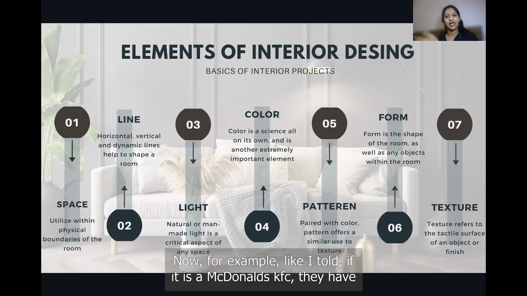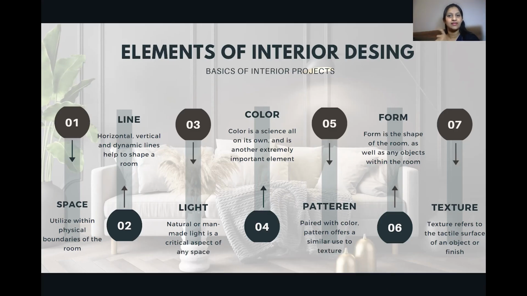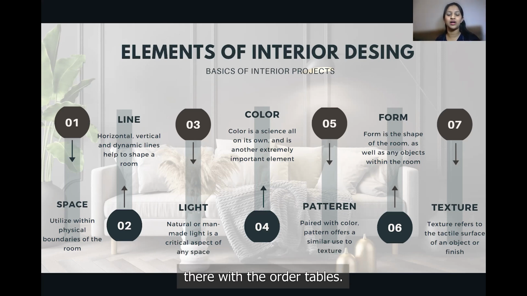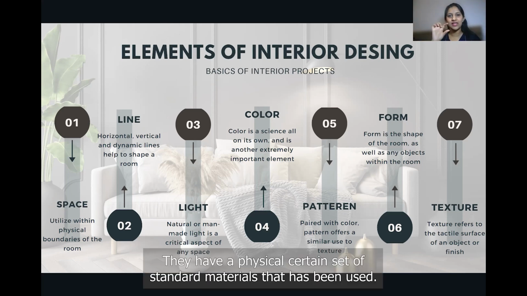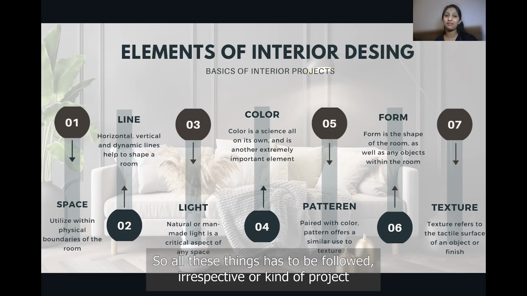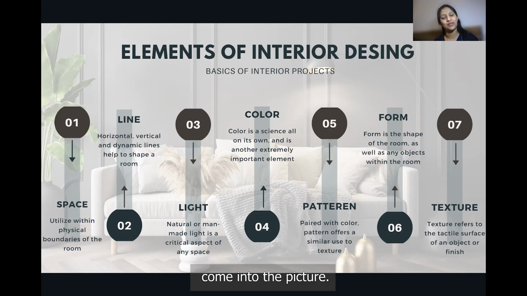Now, for example, like I told, if it is a McDonald's or KFC, they have their own standard brand colors. KFC has a red and white theme, McDonald's has red and yellow. The furniture inside them, the menu sheet with the order tables, all of these have a certain set of standard materials that are used. All these things have to be followed irrespective of what kind of project one is dealing with. This is where interiors come into the picture.